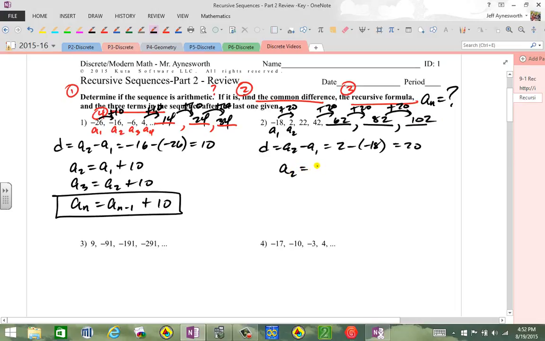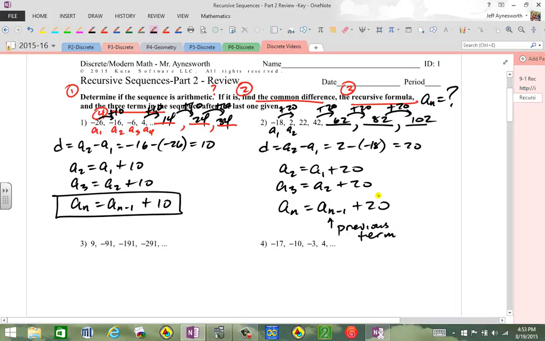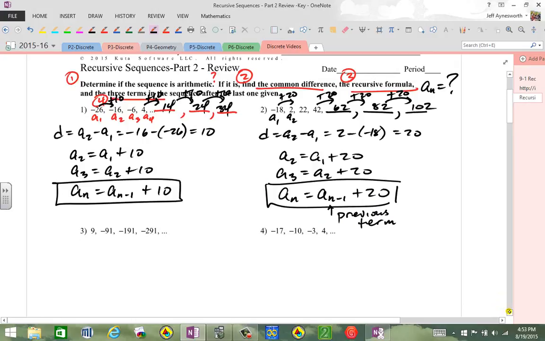The second term is equal to the first term plus 20. The third term is equal to the second term plus 20. In general, I say the nth term is equal to the previous one, which is always a sub n minus 1, plus 20. Remember, this just stands for the previous term. Previous term, and that's how you get your recursive formula. All right, so let's get some more practice here. Let's try another one here.